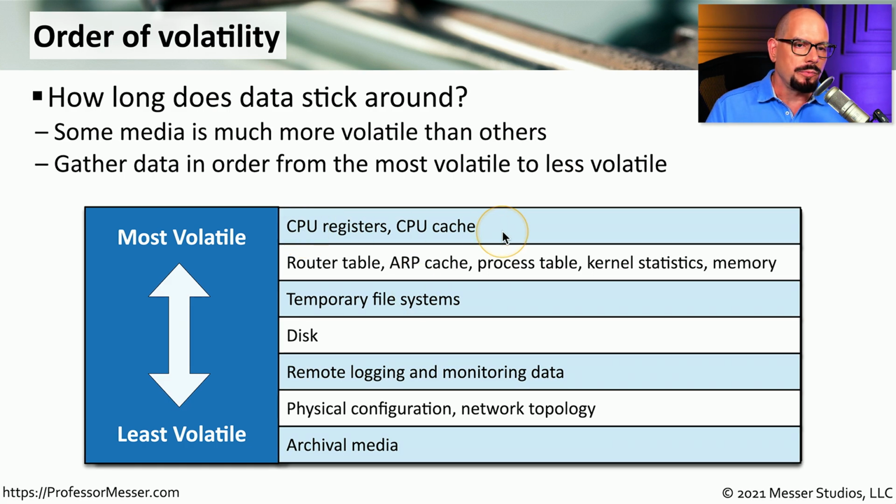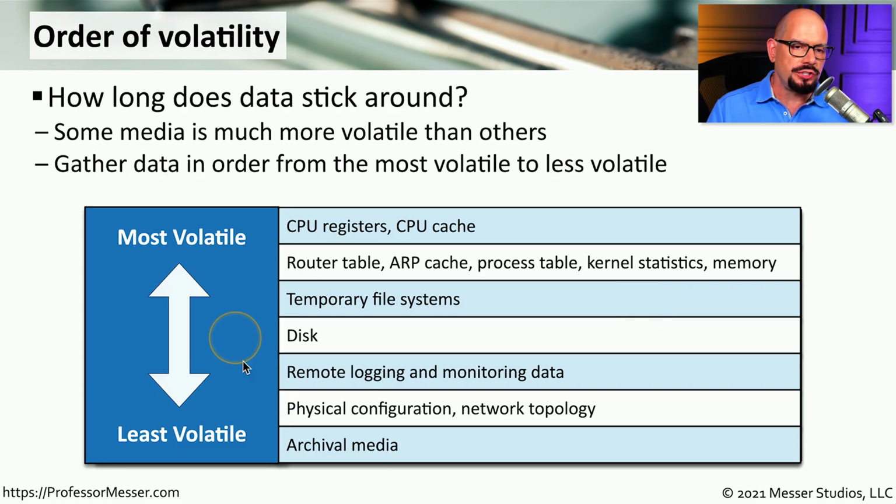For example, if you think about registers in a CPU, those registers might change thousands of times in a second. This makes it very difficult to collect data from CPU registers or a CPU cache. We refer to data that disappears quickly as more volatile. We refer to data that sticks around for longer periods of time as less volatile. For example, an ARP cache might stick around for 60 seconds or 5 minutes, but something like a network topology might rarely change. Therefore, we can say that an ARP cache has more volatility than a network topology.